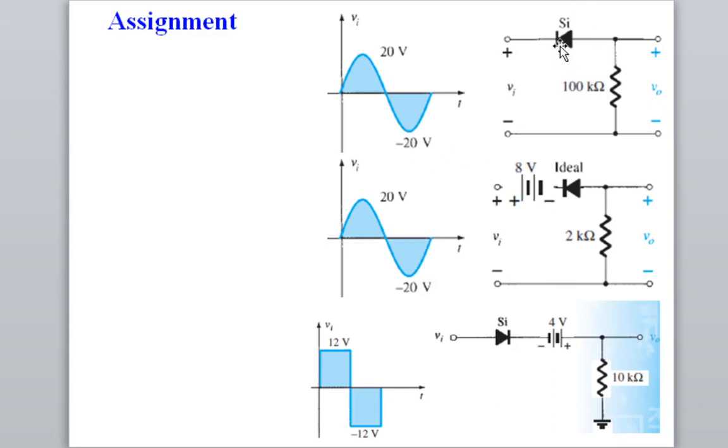This is an example of a series clipper. You are asked to find the output voltage across the load resistance without bias. This is another example of a series clipper. You have to find the output voltage across the load resistance, but here the diode is biased with a power supply. And this is another example of the series clipper, where you are asked to find the output voltage across the load, and the diode is biased with a 4 volt power supply.